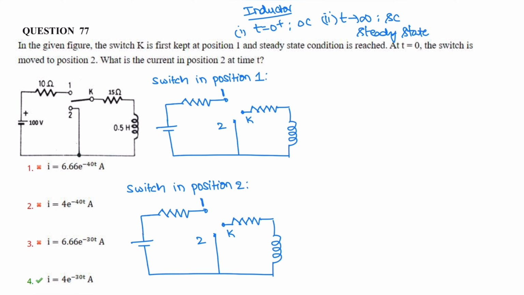The switch is in position 1 and the inductor is in steady state, so that means the inductor is short circuited. Now current I flows through the 100-volt source, 10 ohm resistor and 15 ohm resistor. Current I is 100 by 10 plus 15, so 100 by 25 is 4 ampere.